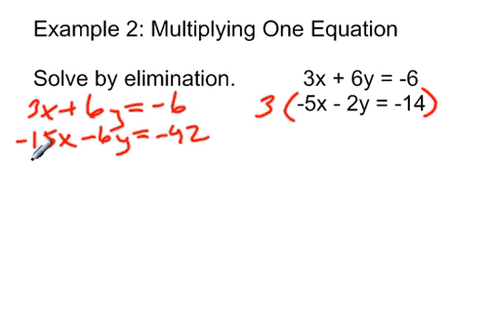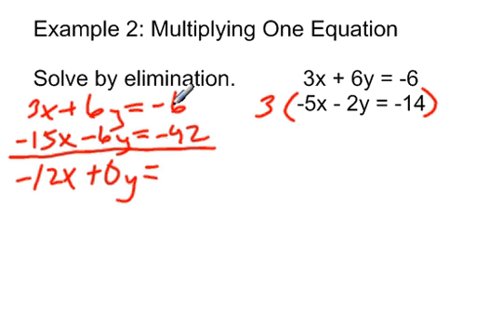Now, just like in the last problem, we're simply going to combine these two. So in order to get rid of this y, all I have to do is add these two together. If they both had the same sign, I would subtract, obviously, but since they have different signs, we just simply add. So what is 3x plus a negative 15x? That's going to give us a negative 12x. Positive 6y plus a negative 6y is going to give me 0y. And now negative 6 plus a negative 42 is going to give me negative 48.